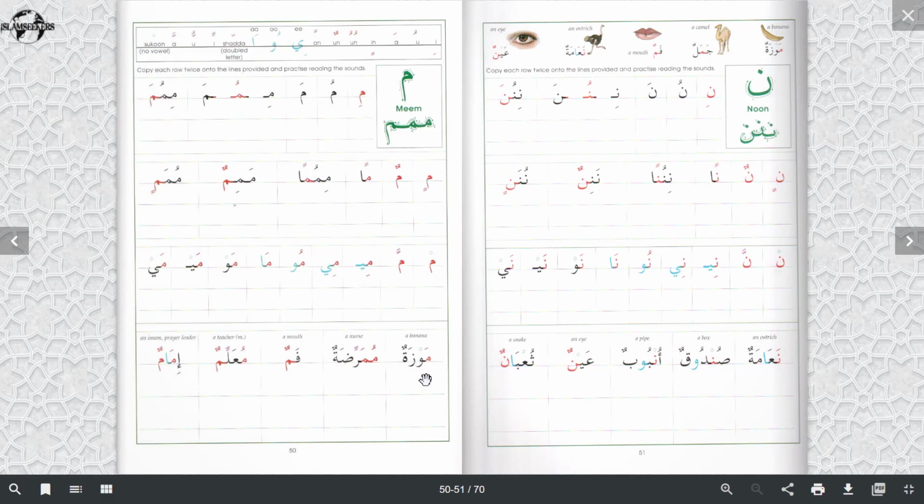Line 4. Listen to and repeat the Arabic words. A banana. A nurse. A mouse. A male teacher. An imam or prayer leader.